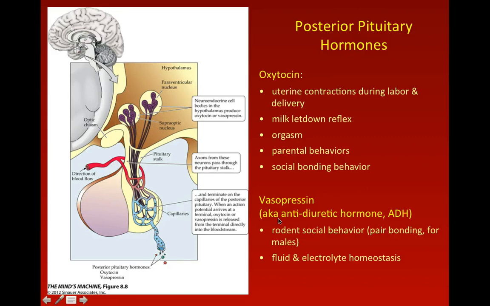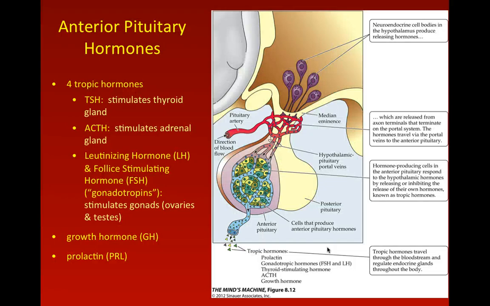So as far as we know, vasopressin, or ADH, has mainly to do with maintaining homeostasis, a stable state of body fluid composition. So those are the two hormones that are released from the posterior pituitary. Now, the anterior pituitary releases 6 different hormones. 4 of those hormones are actually tropic hormones themselves.